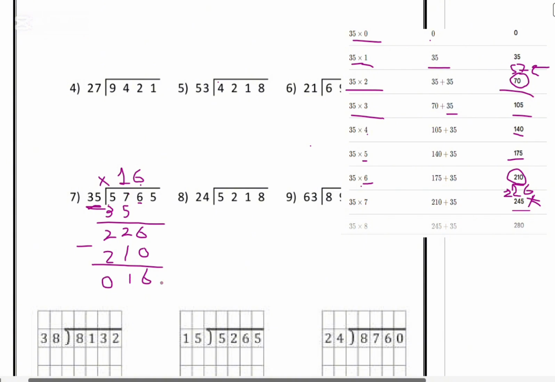And now after subtraction, we have to bring down 5. Let's bring the 5 down, which is the last digit which was not used before. So we have 165. So here we go again. We go to that 35 times table again to see which number I multiply by 35. Either I get 165 exactly, or I get a number close to 165 and less than it. So 165 actually comes between 140 and 175. But we take the factor that we multiply by 35 to get a number less than 165, which is number 4.